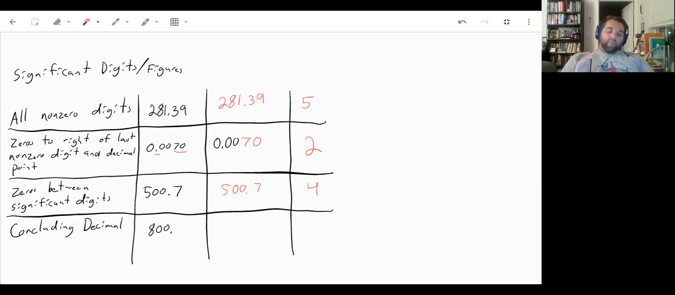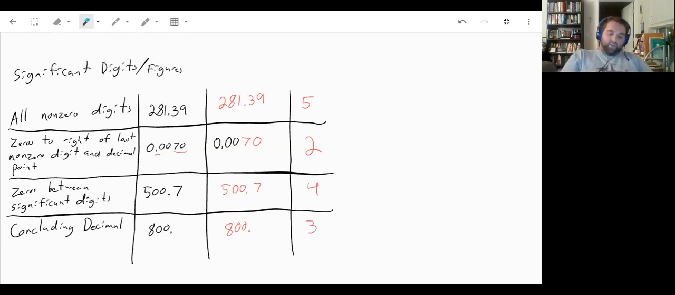Finally, if we have a decimal that ends, so in this case, 800 followed by a period, that period is telling us, just like the 0 did in that second example, the final zero, I mean, that we are stopping precisely there. It's not about 800, it's exactly 800. That's going to tell us that all of those are also significant. So we would have 3 significant digits.